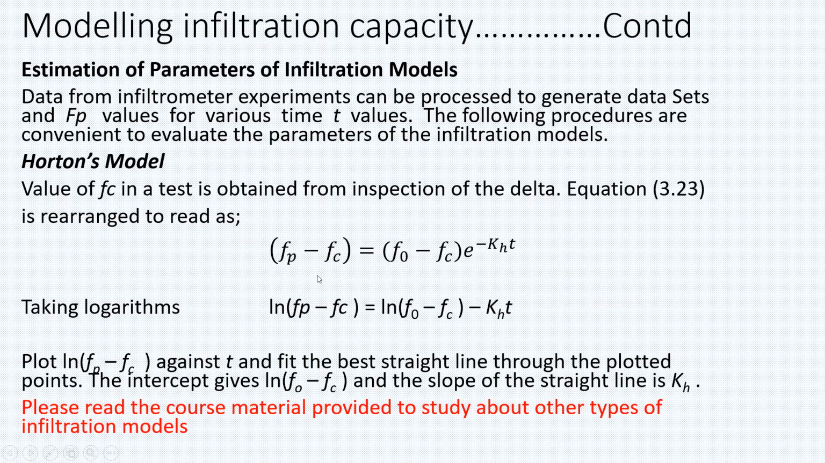You can see if you take logarithm, it becomes a linear equation. Now this component becomes a constant, kh is a constant, so it is a plot of ln (fp minus fc) versus t. So in that plot, you can find the intercept and the gradient. The gradient represents kh, and the intercept represents ln (f naught minus fc).